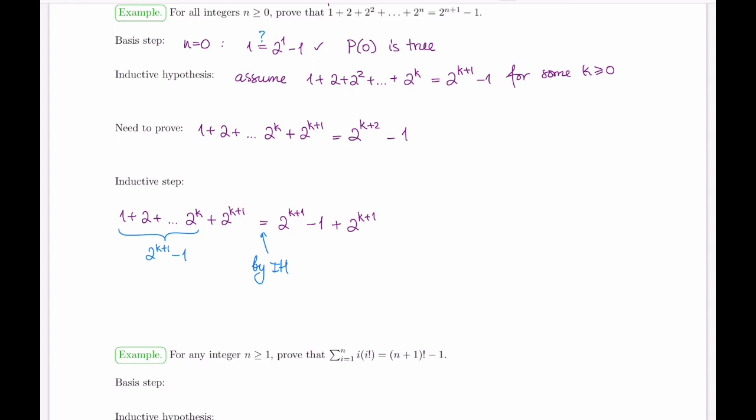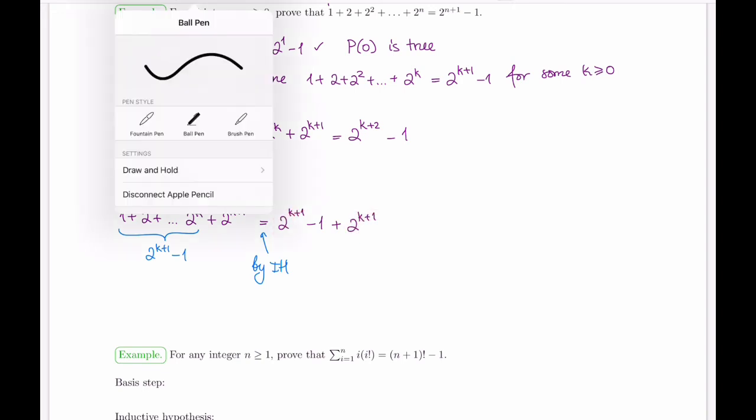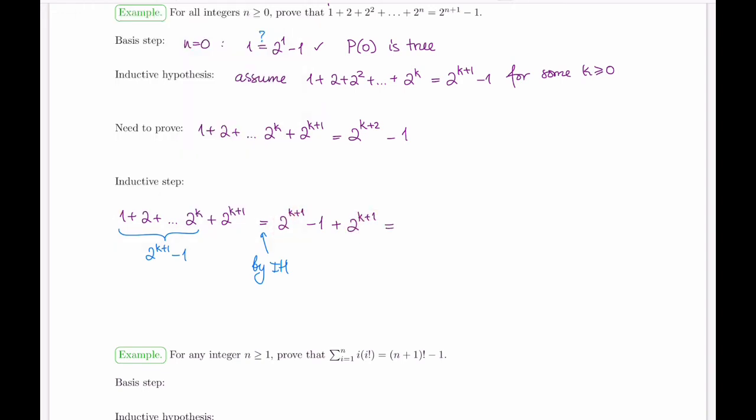Again, the reason to write out what it is that you need to prove is so you can keep your eye on where you're trying to get to, okay? So what I have is 2 to the power of k plus 1 plus 2 to the power of k plus 1, okay? I have an apple plus another apple, which makes for 2 apples. So what I have here altogether is 2 of the 2 to the k plus 1s, and then don't forget your minus 1 over here.